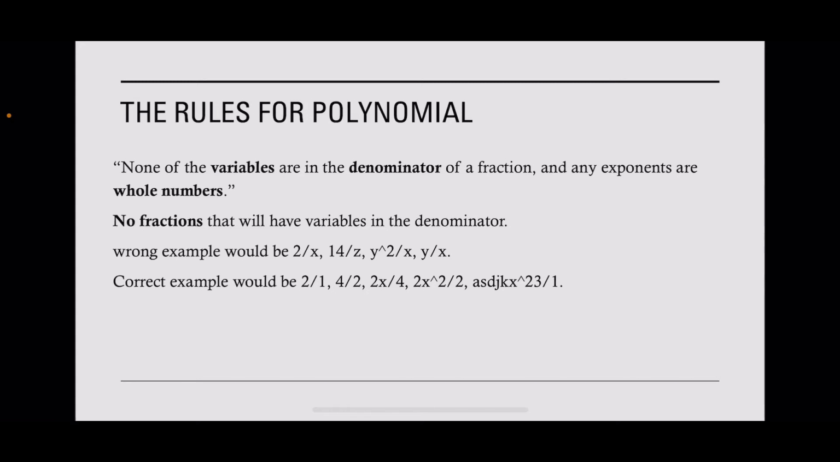Correct examples would be 2 out of 1, 4 out of 2, 2x out of 4, 2x squared out of 2, and x to the 23 power out of 1. So as long as the denominator has no variables, it's good to go.